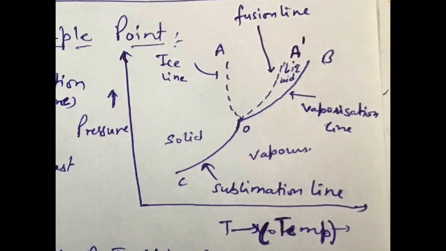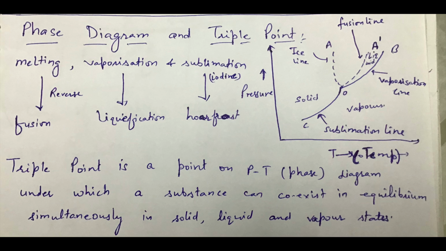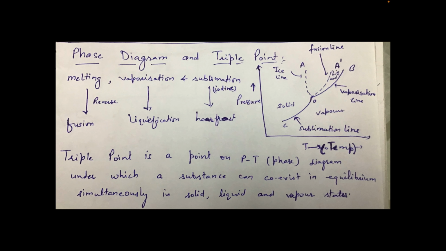OB is a vaporization line which gives the conversion of liquid into vapor state. The left hand side from OB represents the liquid state of a substance, and the right hand side of OB represents the gaseous state of the substance. So this was our phase diagram.